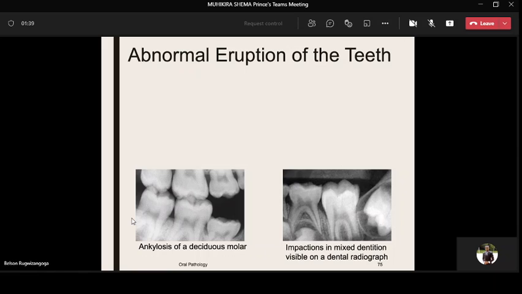So abnormal eruption of the tooth, we have ankylosis of a deciduous molar. This means the tooth could have erupted but it was held in place. This word ankylosis refers to when one structure is fused to another structure.